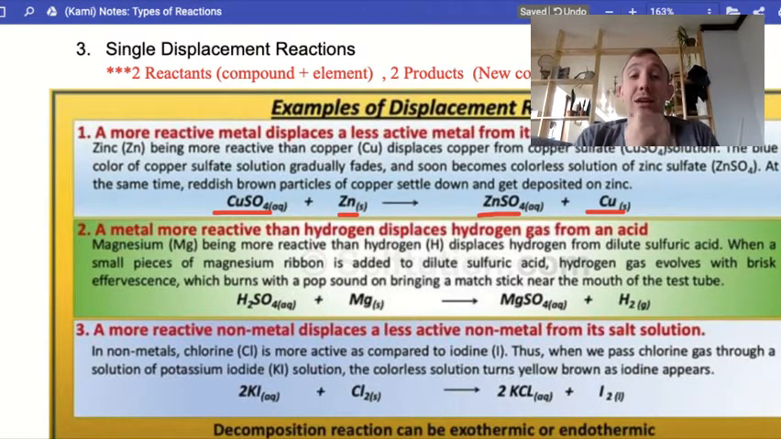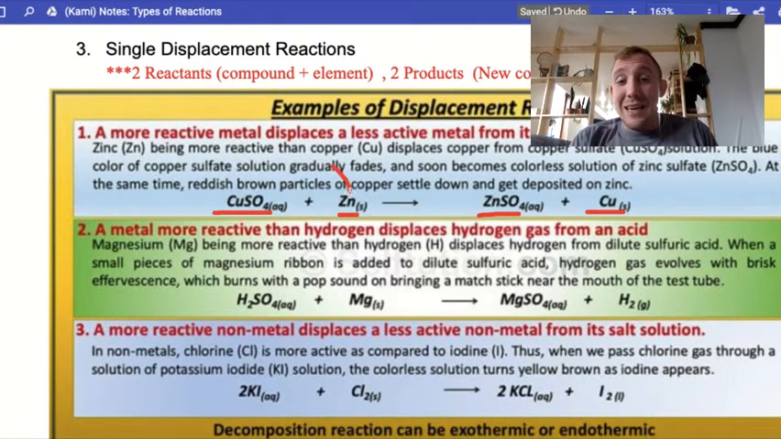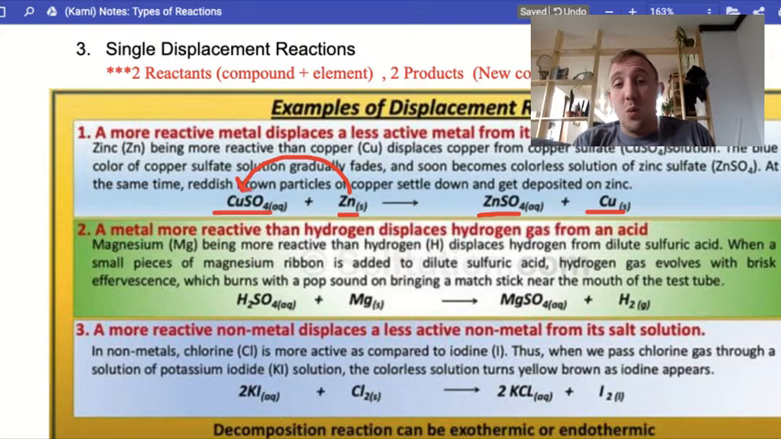Now, here's the thing, and you're going to know that it is single displacement. It's going to be a compound plus an element, giving a new compound plus an element. So you have a compound here, you have an element. This zinc is actually going to replace one of the elements. So you get zinc with SO4 as opposed to copper with SO4, and now copper's by itself. So if you notice, my compound to start with is different from my compound to end with, and I have a new element and a new element.